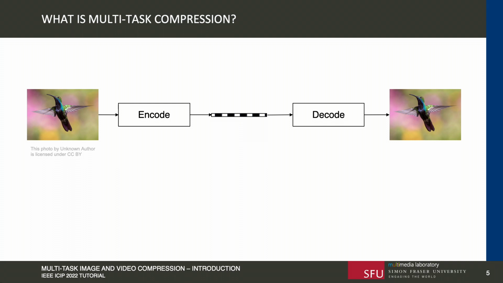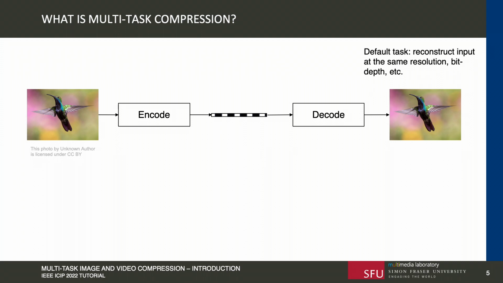So what do we mean by multitask compression? Most image and video codecs we use today work as follows. They take an input image or video and code it into a compressed bit stream and then decode it to reconstruct the input as accurately as possible. We can consider this to be a default task in image and video coding, namely reconstruction of the input at the same resolution, bit depth, and so on, as accurately as possible in terms of some distortion metric.